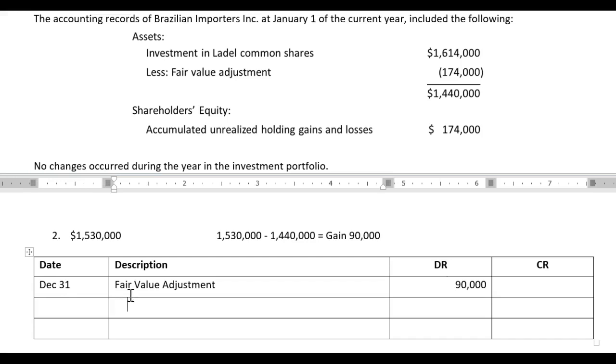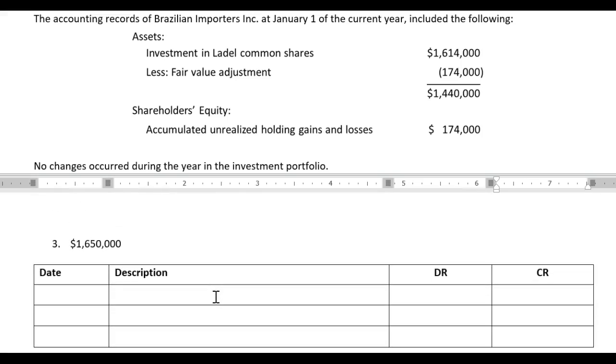Now in this case, it's going to be an unrealized, again, we didn't sell it, so it's still unrealized, but it's a holding gain. And again, it's reported in net income, so we need to put in there that it's part of net income for 90,000. All right, so let's reset one more time.